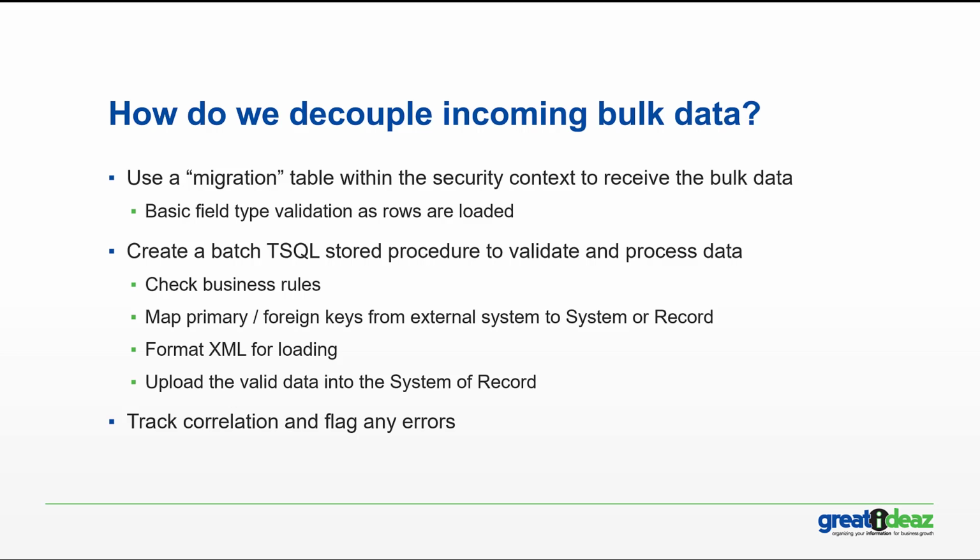And then finally, once I've checked the business rules, once I've mapped my primary and foreign keys, once I've converted it to XML, then I want to make sure that I upload the valid data into the system of record. So I'm going to go through and say, well, I downloaded 10,000 rows into this migration table. I've applied my business rules, I've done my mappings, I've done my formatting, and maybe I've rejected 1,000 of those records because for one reason or another they're invalid. I now have 9,000 records I want to upload into my Trellis Spark data agnostic system of record.